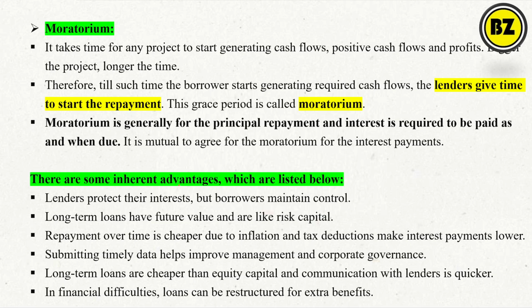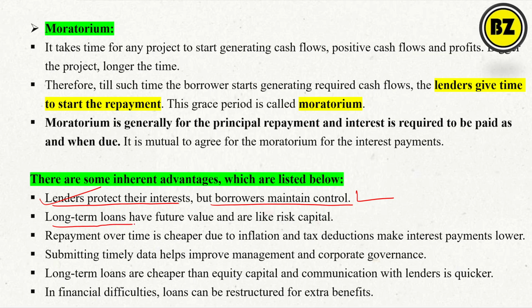Now what are the advantages? Okay, so basically what are the advantages of the term loan, right? So see, one by one, I will just go through it, you just have to look into it. The lender protects their interest, but the borrower maintains control. Why? Because the borrower doesn't have to lose equity, and the lender will protect the interest by having security in the term loan.